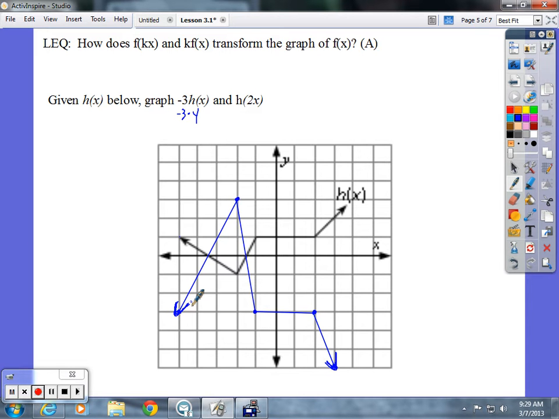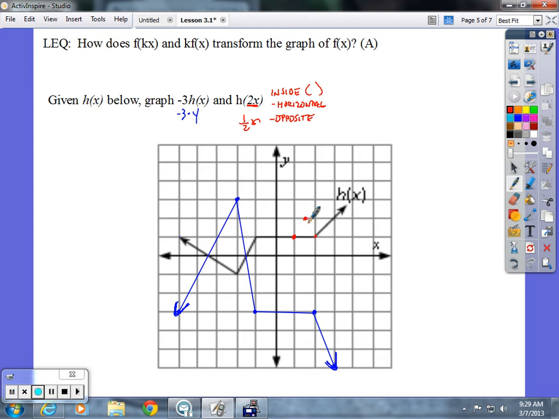All right, now for the second part here, I have 2 times x inside here. But remember, it's inside parentheses, which means 2 things. It means horizontal, and it means opposite. So actually, I'm going to take each of my x values and take them times 1/2. All right, so right here, my x value is 2. 2 times 1/2 is 1. Here my x value is 3. 3 times 1/2 is 1.5.